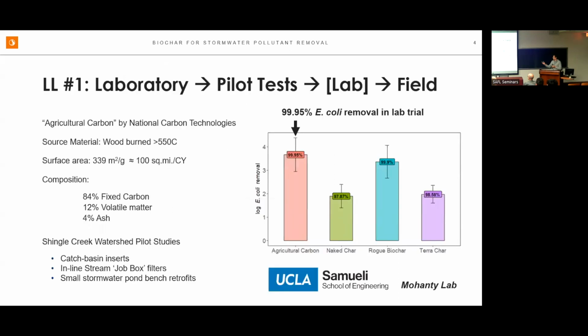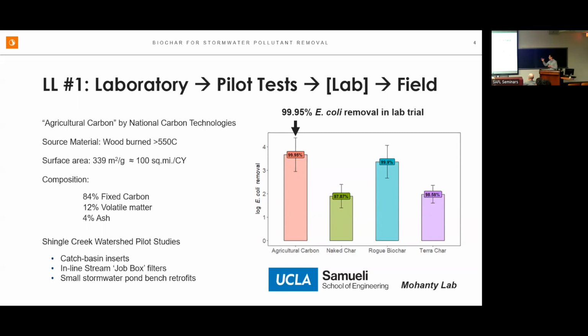So the first lesson learned that we had was going from that laboratory to the field. And Bridget in her talk actually did a very good job, much better than I can do, of going through that process. I kind of stepped in after those pilot tests. So we did some pilot studies, catch basin inserts, in-stream job boxes, some small pond retrofits, some small pump filters, and then we went to these larger scale filters.